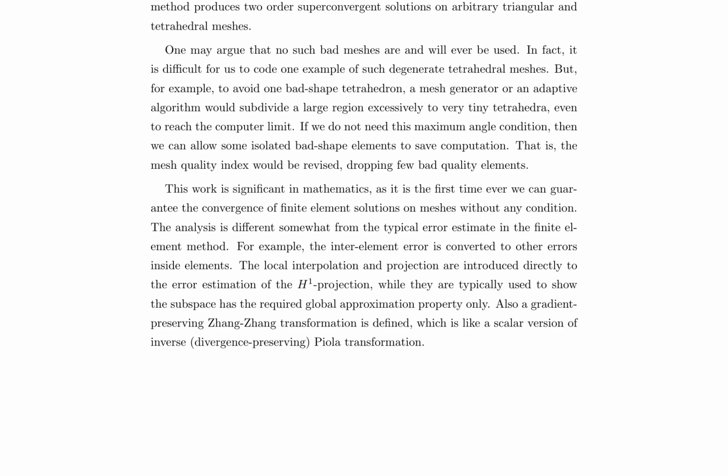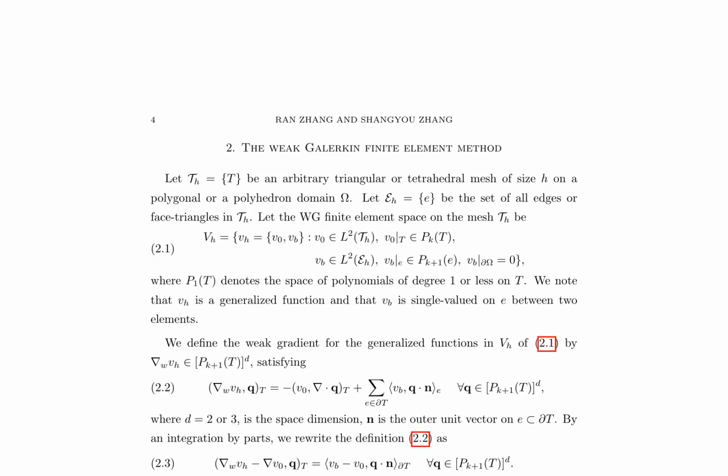Furthermore, PKWG could benefit situations where mesh generators or adaptive algorithms would otherwise excessively subdivide a large region to avoid a single poorly shaped tetrahedron, potentially reaching computational limits. The weak Galerkin finite element method is a numerical technique for solving partial differential equations on an arbitrary triangular or tetrahedral mesh of size h on a polygonal or polyhedral domain omega.